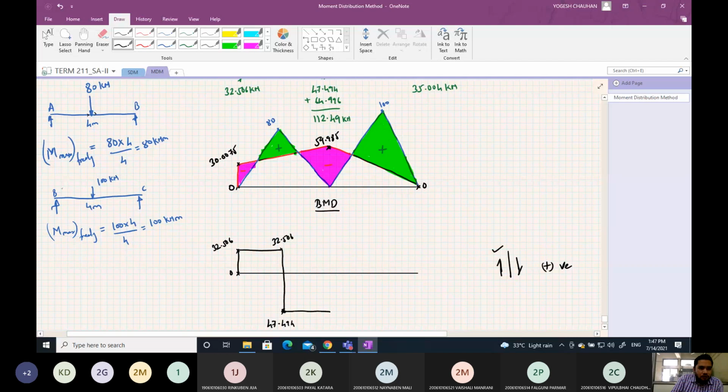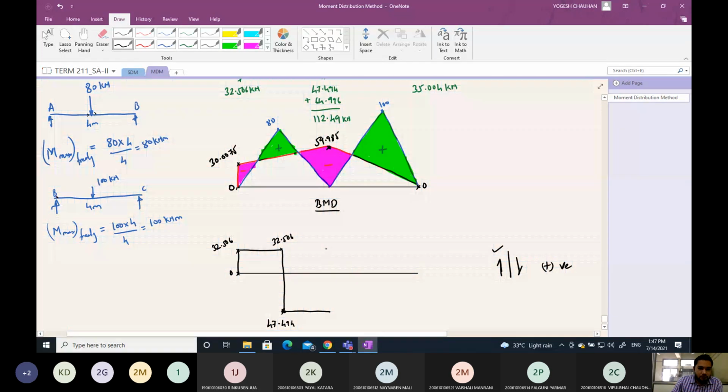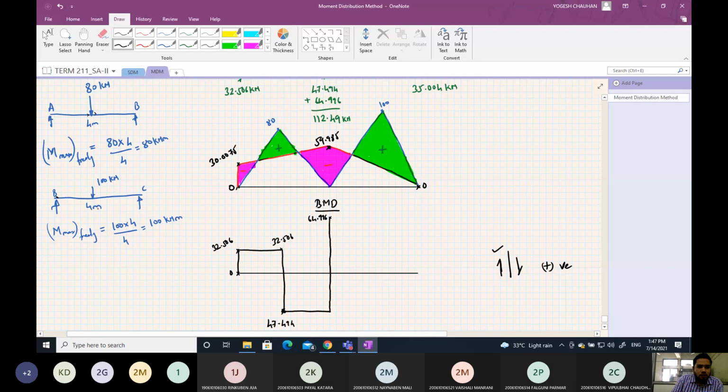But as we cross point B, the reaction at B will come into picture. That reaction is 112.49. So minus 47.494 plus 112.49 will be 64.996. So here the reaction will be 64.996, just to the right of point B. Okay. Now as we go on, this will be constant.